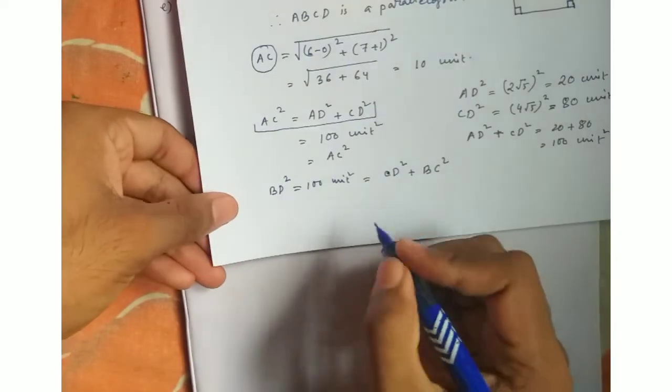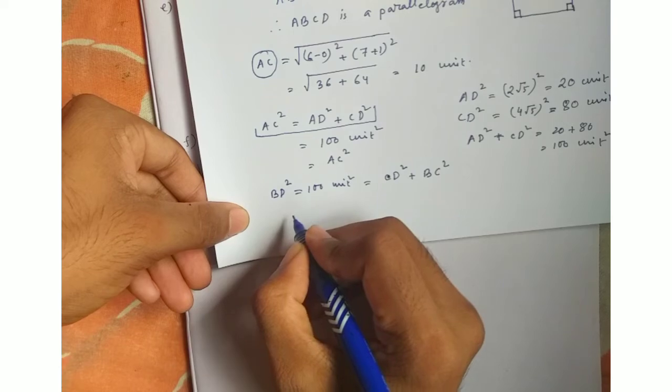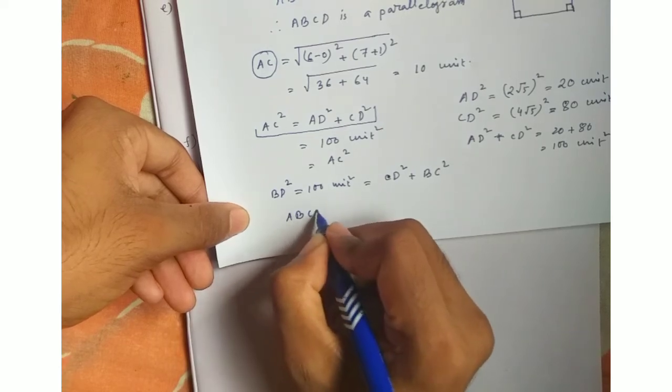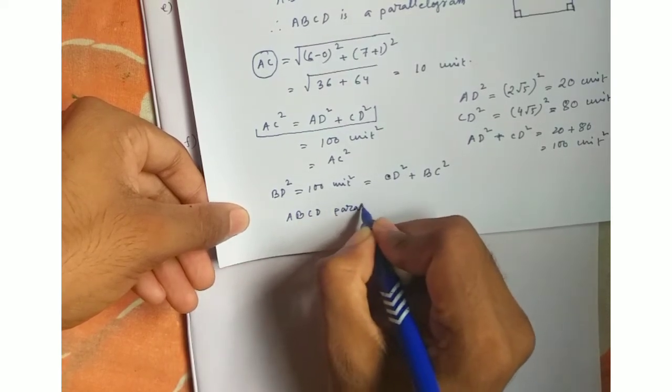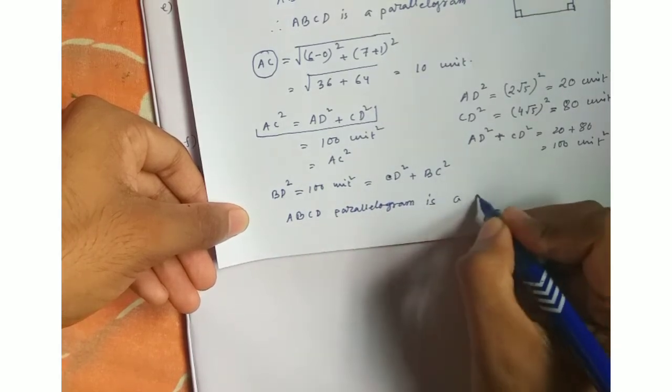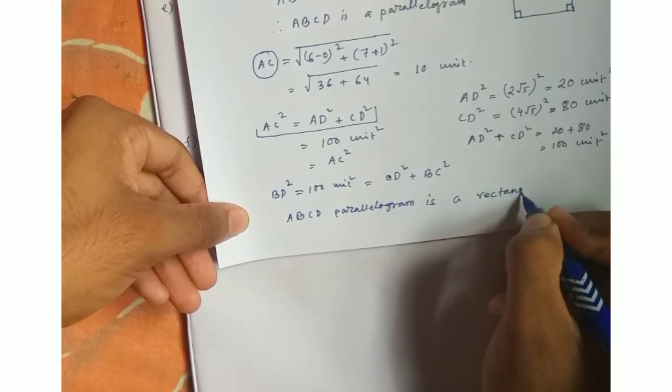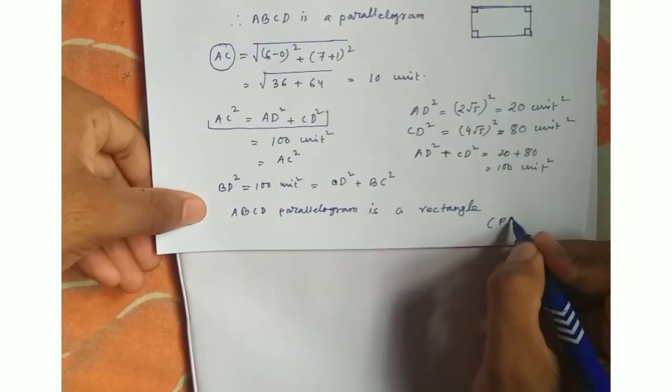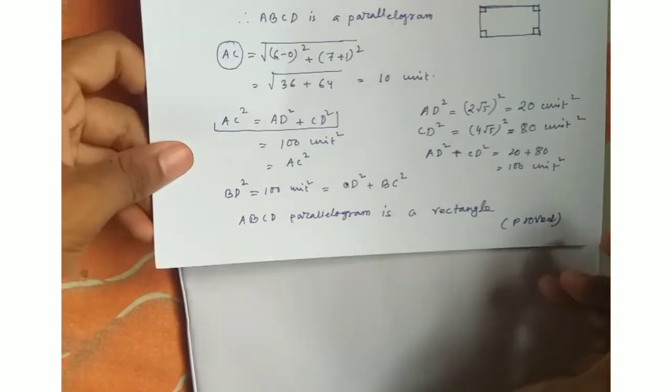So at last we can conclude that this ABCD parallelogram is a rectangle. Hence it is proved.